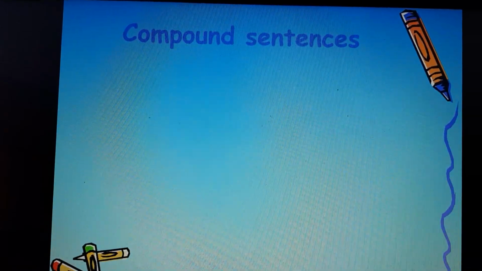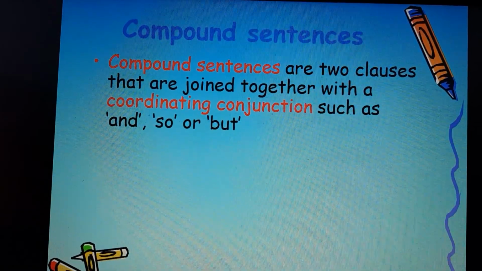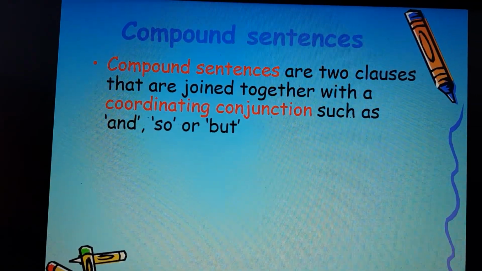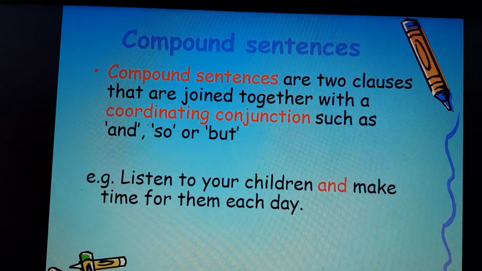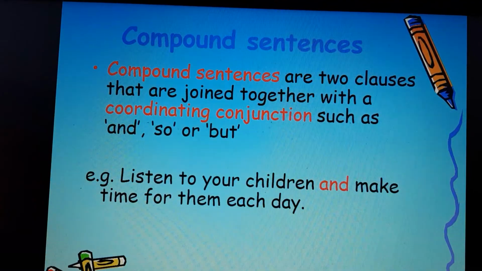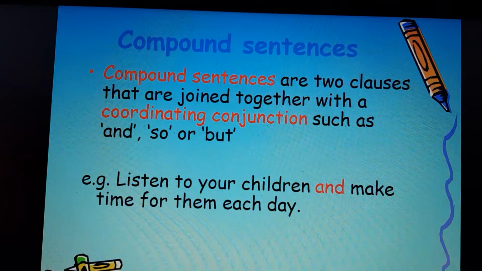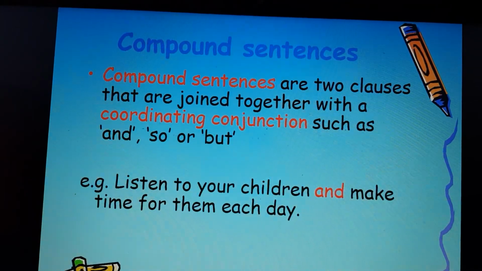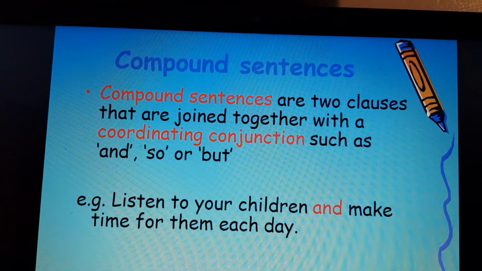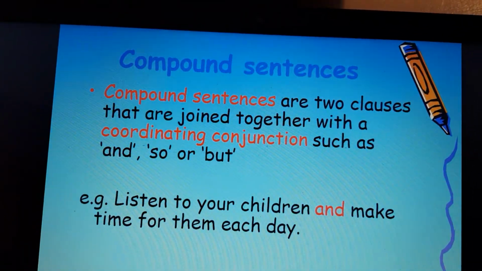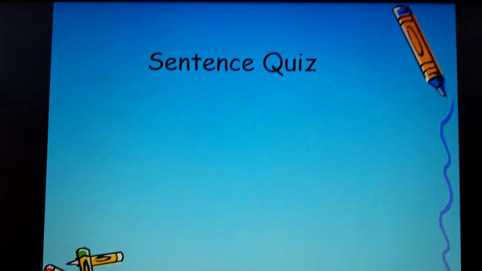So our third type of sentence, we've done simple sentences, we've done complex sentences. Here we've got compound sentences. And there, we have two main clauses joined together with a coordinating conjunction, such as and, so, or but. Listen to your children and make time for them every day. You can see the two bits in black, listen to your children. That makes sense on its own. Make time for them each day. That also makes sense on its own. Two main clauses put together with a coordinating conjunction makes a compound sentence.